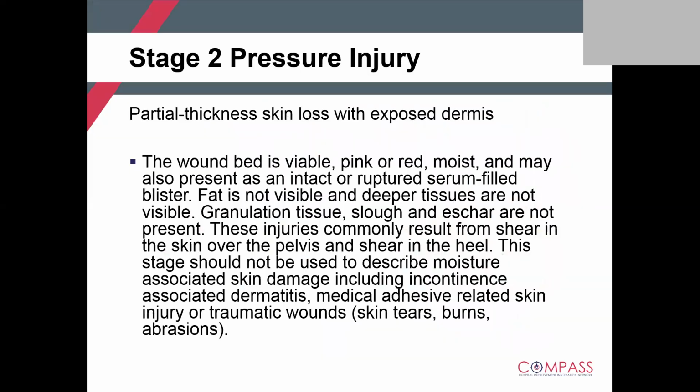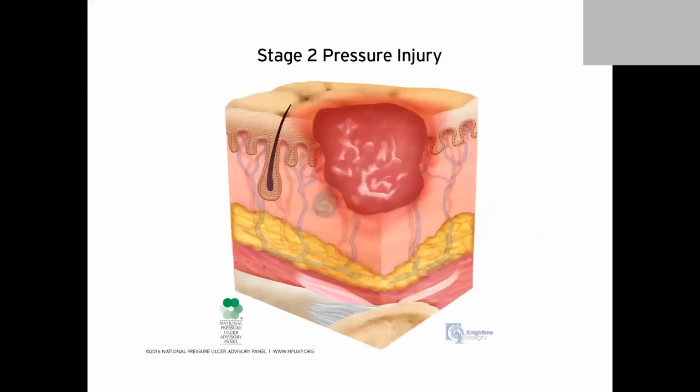A stage 2 pressure injury is defined as partial thickness skin loss with exposed dermis. You will see a wound bed with a stage 2 pressure injury. However, you will not see fat, granulation tissue, slough, or eschar. Here is an example of a stage 2 pressure ulcer. The skin is no longer intact, however, you do not see any slough or eschar.